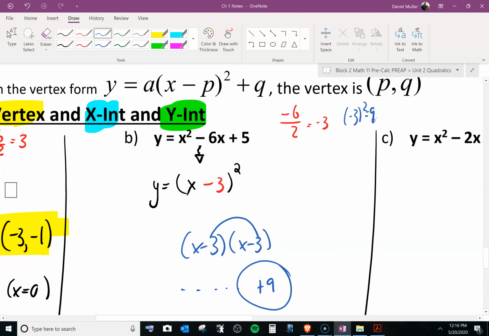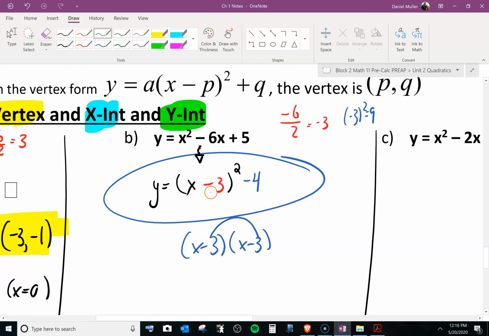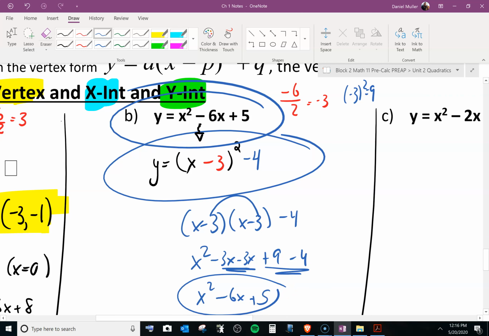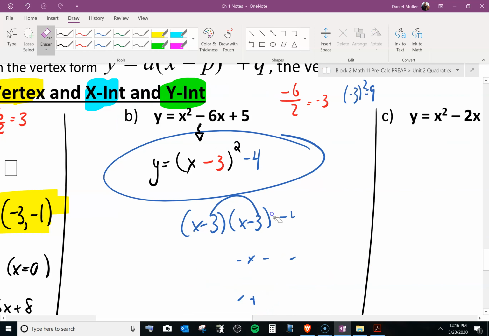-3 squared is 9. So I'm at 9 and I need to get to 5. So I'm going to take away 4. 9 minus 4 will be 5. So if you were actually to rewrite this whole thing, x minus 3 squared minus 4, you would FOIL that. You'd get x squared minus 3x minus 3x plus 9 minus 4. And these would join to get a -6x. These would join to get a +5, which matches what we originally had. So yes, that does indeed work.